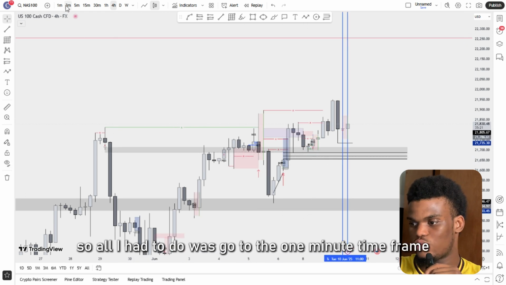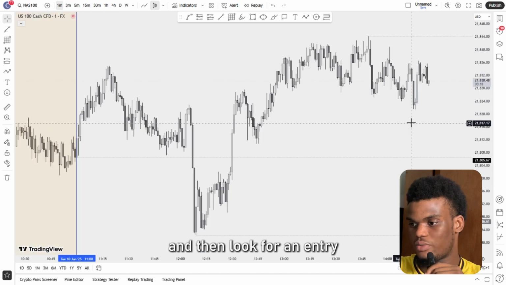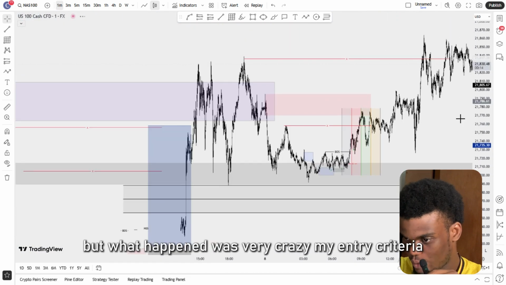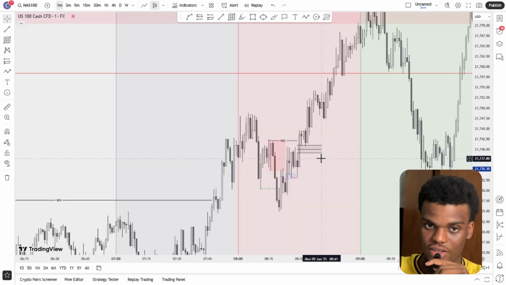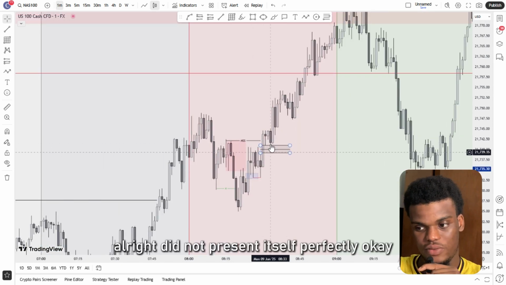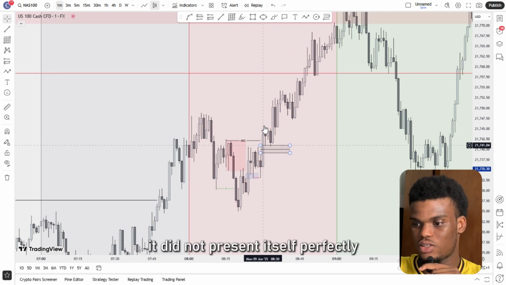So all I had to do was go to the 1 minute time frame and then look for an entry, which I did quite beautifully. But what happened was very crazy. My entry criteria did not present itself perfectly. Okay, it did not present itself perfectly.